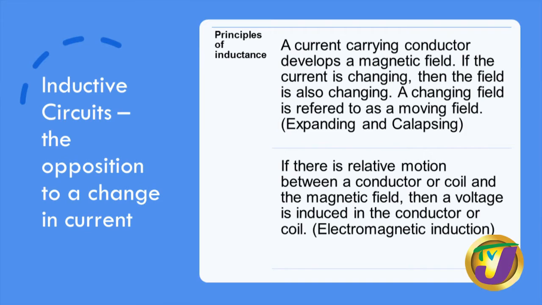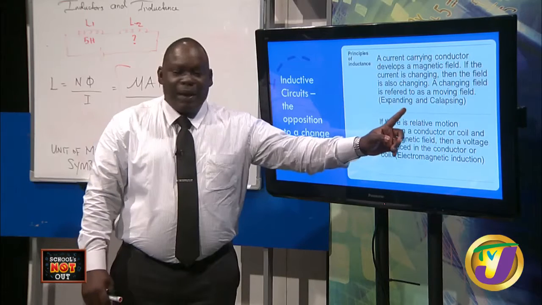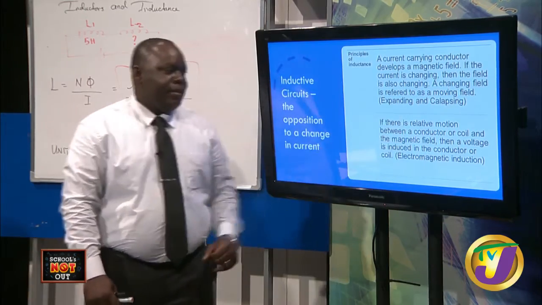A current-carrying conductor develops a magnetic field. Now, if the field is changing, ladies and gentlemen, then one thing that we can assume is that the current is also changing. A changing field is referred to as a moving field. That simply means that the field will either be expanding or collapsing.